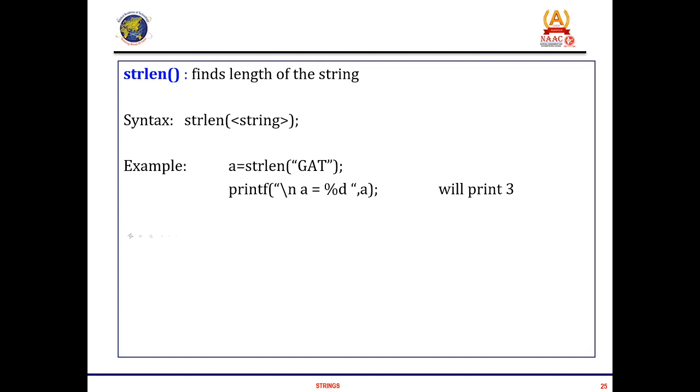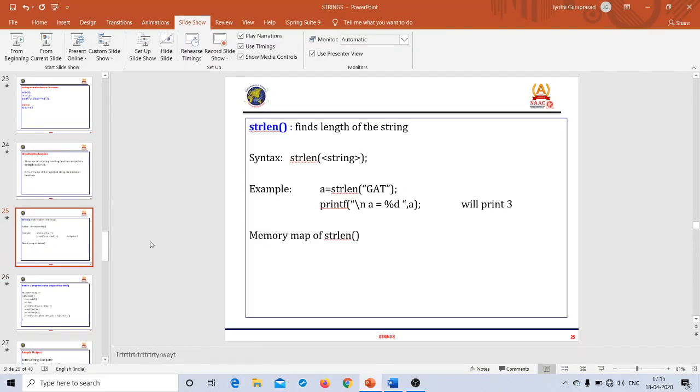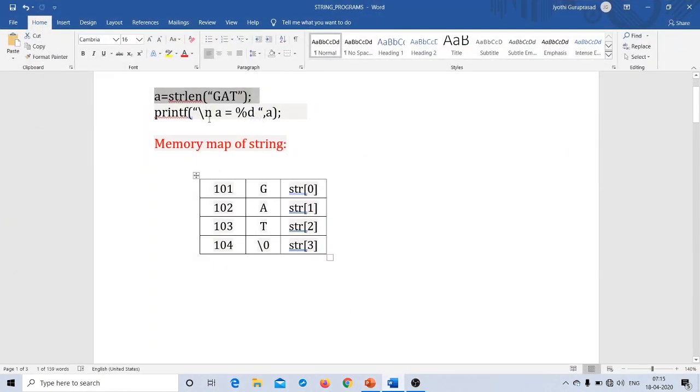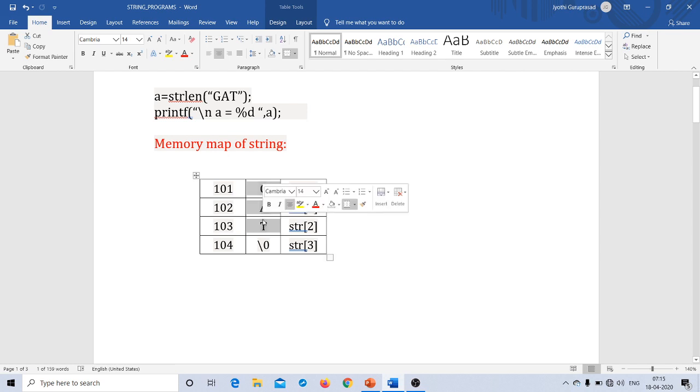Now, if this is the case, the probable doubt that comes to your mind is, if strlen is not going to consider the null character, how does the memory map look? As a matter of fact, there is not going to be any change in the memory map. The memory map will be like this only. See, I have strlen of GAT, and I draw the memory map for GAT. So the address starts at 101, I have 102, 103, and I have G, A, T. And as I told, a string will always be terminated by the null character, so I have \0 here. So strlen will count the characters that are given by the programmer, and it will not consider the null character.